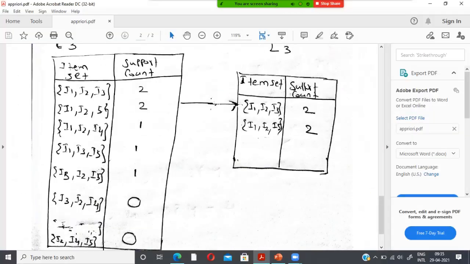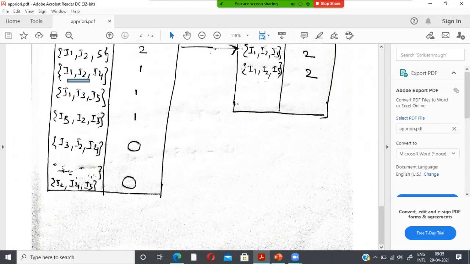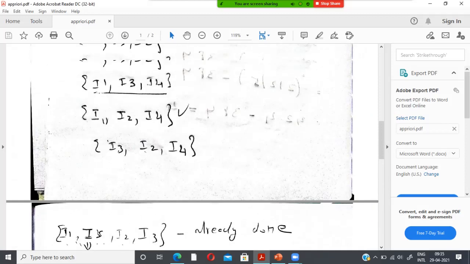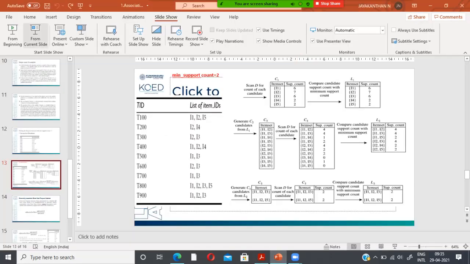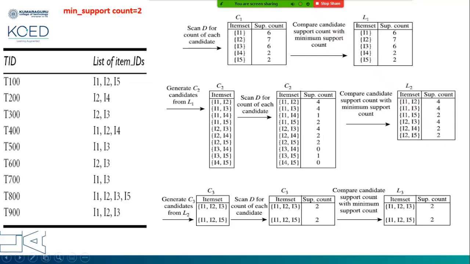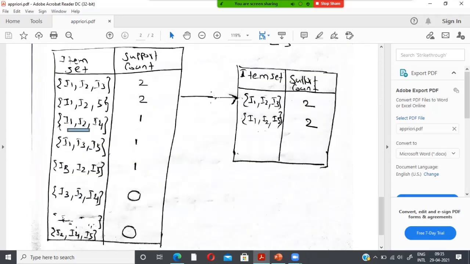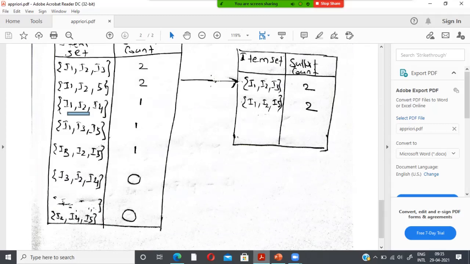We will have to see the database. We are having 1 to 4, which is already in the database, and 2, 4, 5 is already added in the database. Next, we have the value I2, I3, I4, which I already added in the database. So here 2, 3, 4 is already in the database.